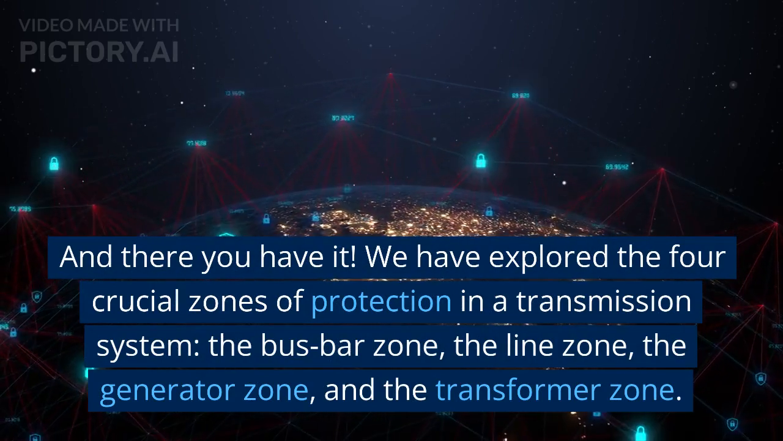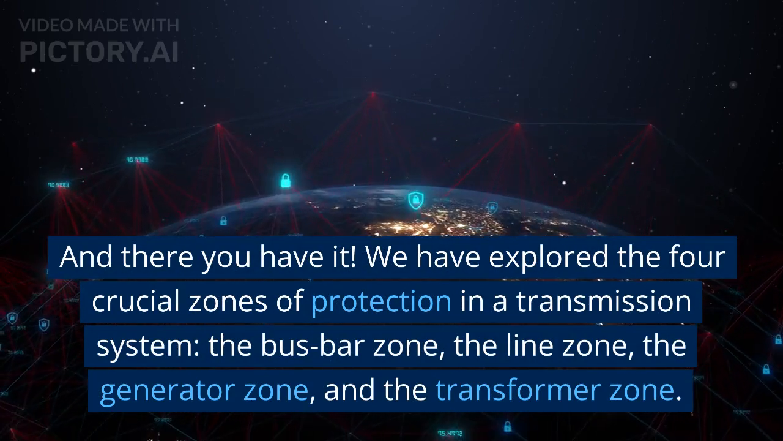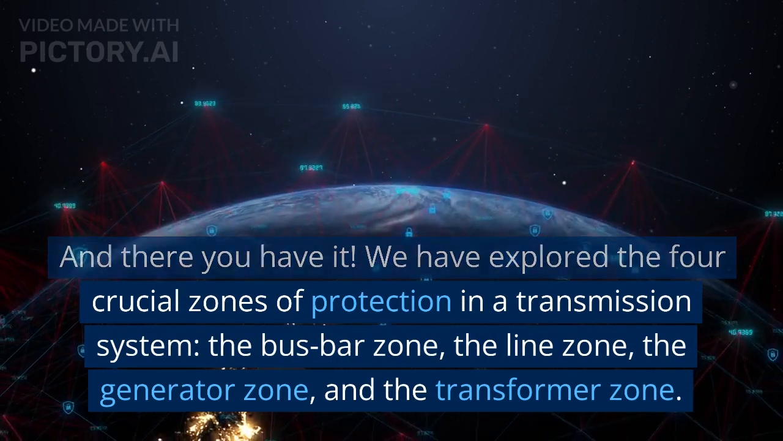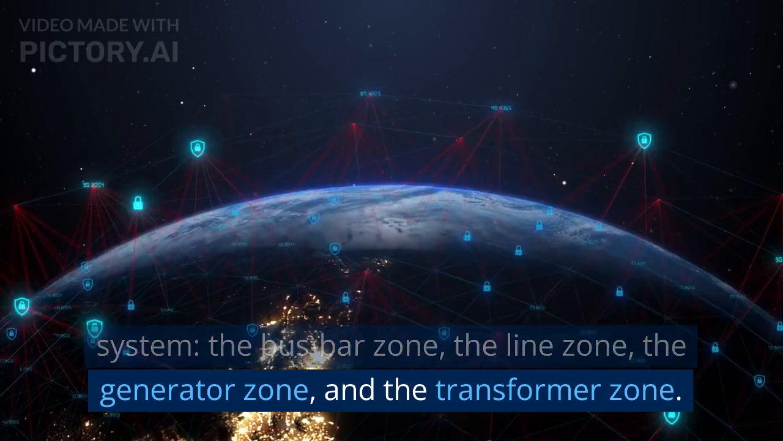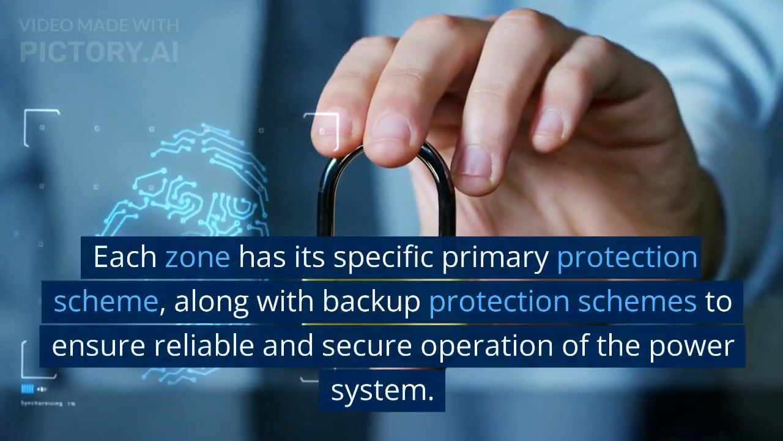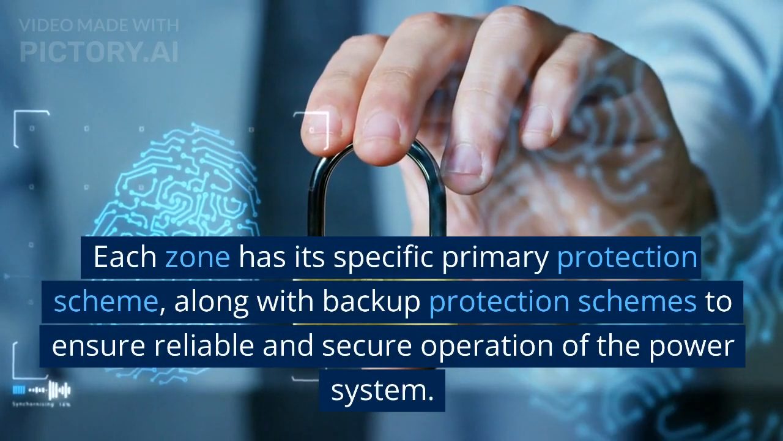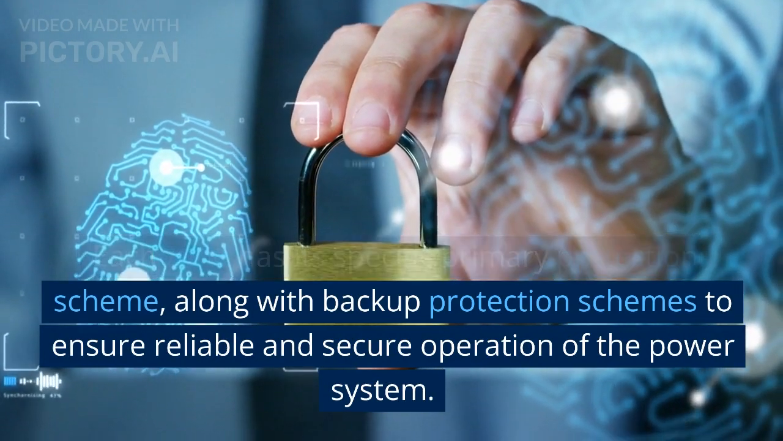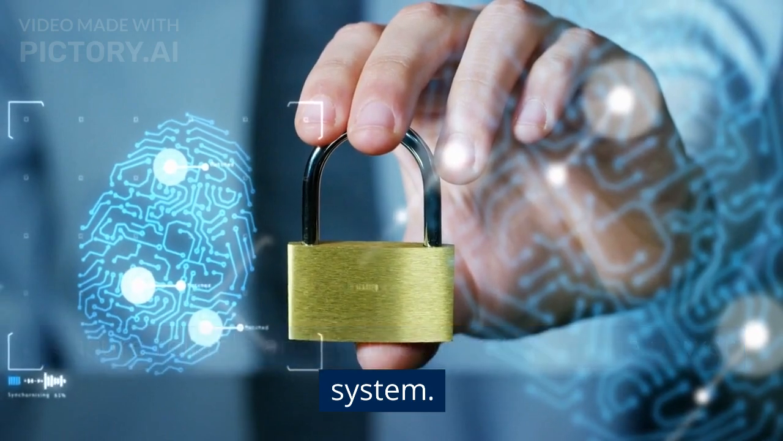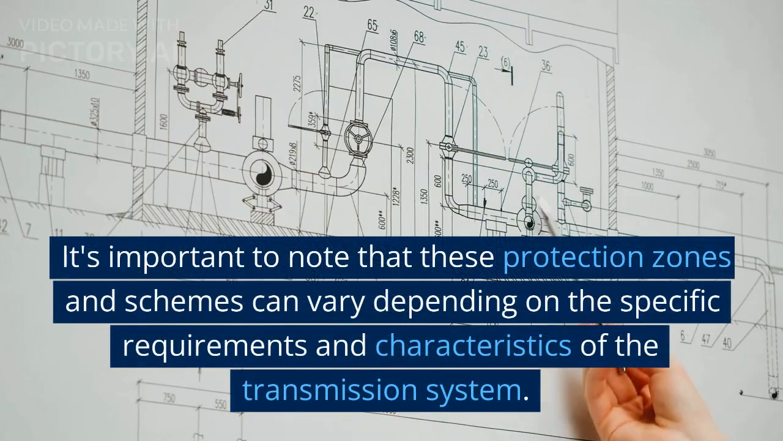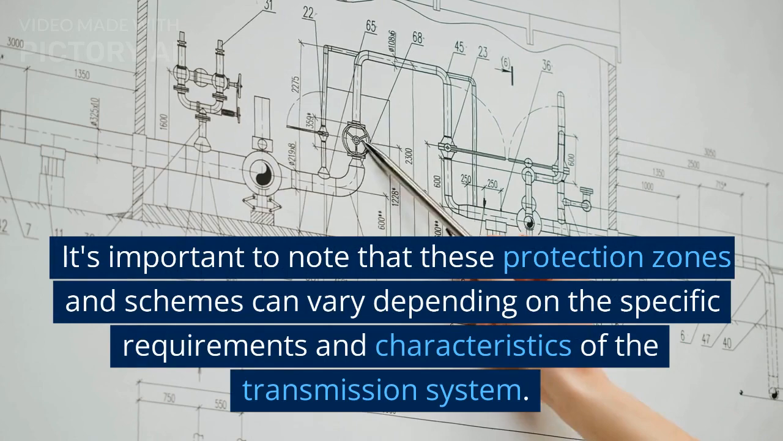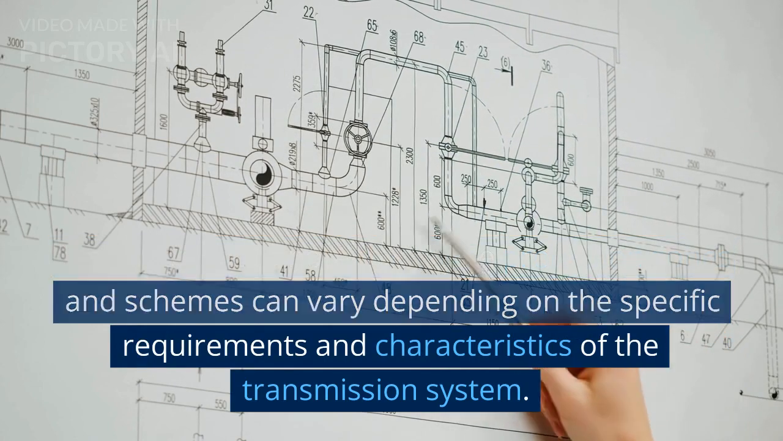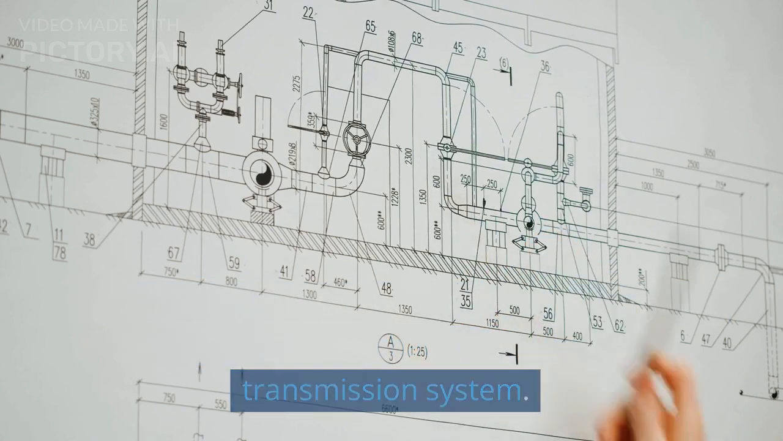We have explored the four crucial zones of protection in a transmission system: the busbar zone, the line zone, the generator zone, and the transformer zone. Each zone has its specific primary protection scheme, along with backup protection schemes to ensure reliable and secure operation of the power system. It's important to note that these protection zones and schemes can vary depending on the specific requirements and characteristics of the transmission system.